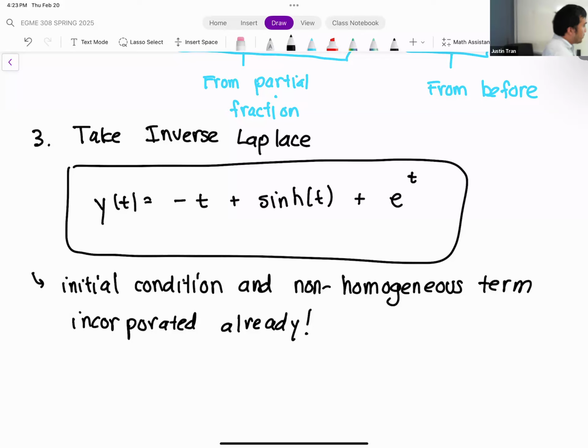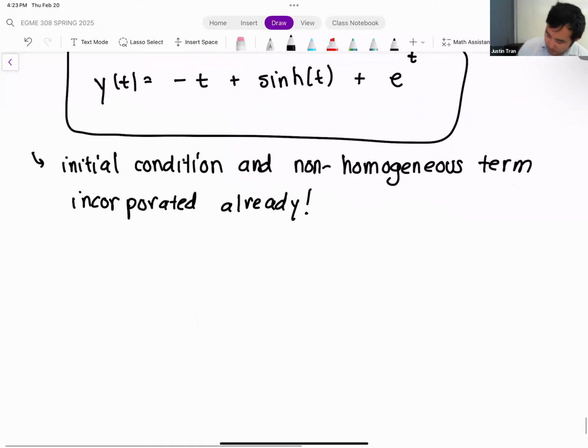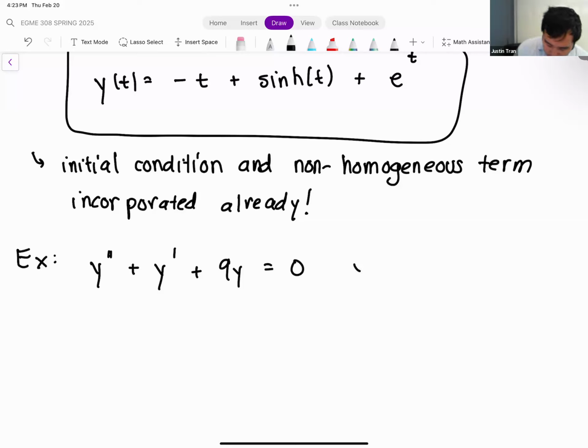All right, so let's do another example of this. This one showcases some different stuff. All right, so for this example, let's look at the differential equation y double prime plus y prime plus 9y is equal to 0. And let's look at the initial conditions. Y of 0 is equal to 0.16, and then y prime of 0 is equal to 0. Okay.